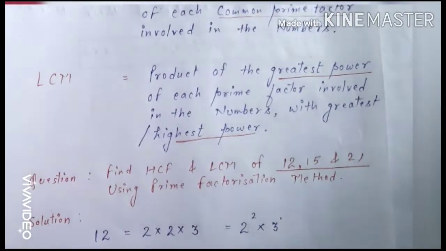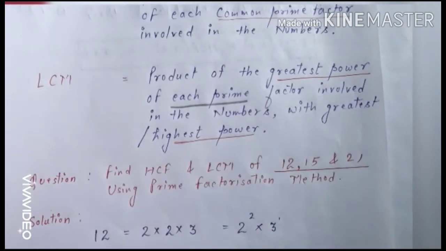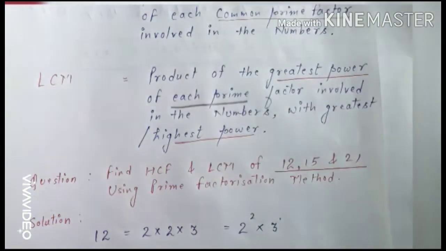And what about the LCM? In LCM, it will be the product of the greatest power of each prime factor involved in the numbers, with the highest power. We will understand this with the help of one question.